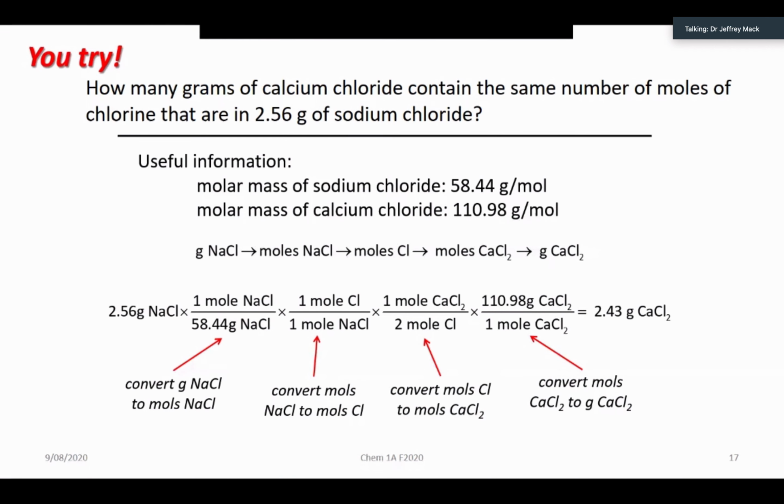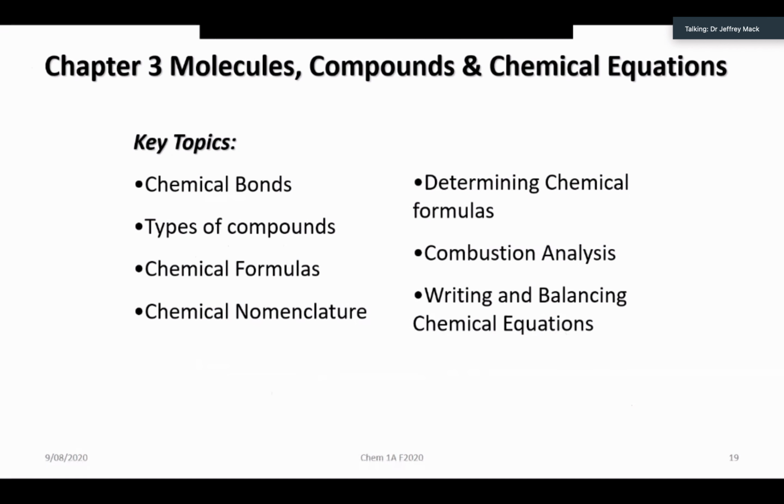Good. That's the end of chapter 2. Let's get into chapter 3. So we're going to talk a little bit about chemical bonds just in general. We're going to define types of compounds, and you need to be able to differentiate between chemical compounds. If I point at a compound, you've got to tell me what kind of compound it is. Is it molecular or is it an ionic compound? We're going to talk about chemical formulas and their meanings. We've already done that somewhat. And then chemical nomenclature.